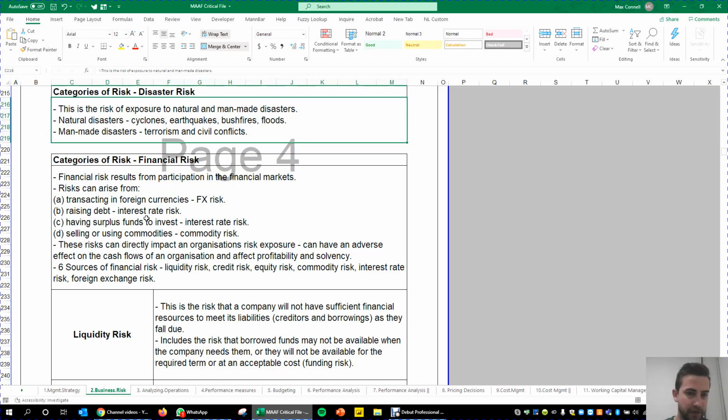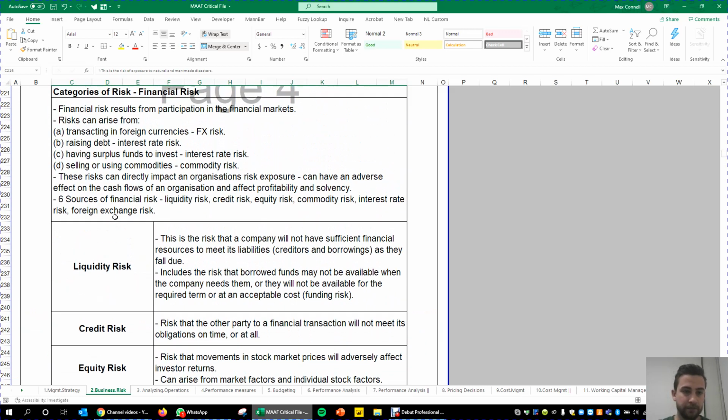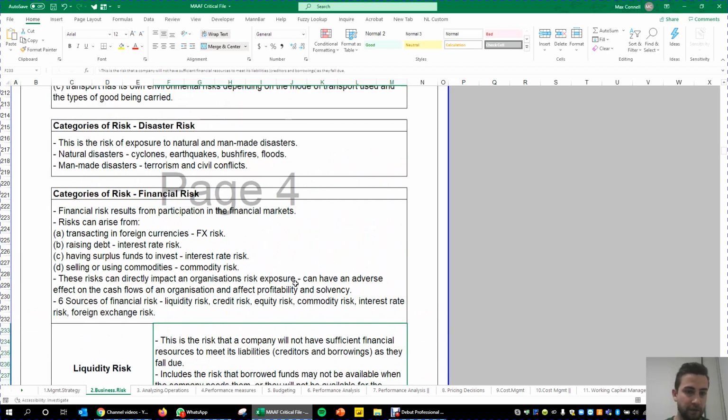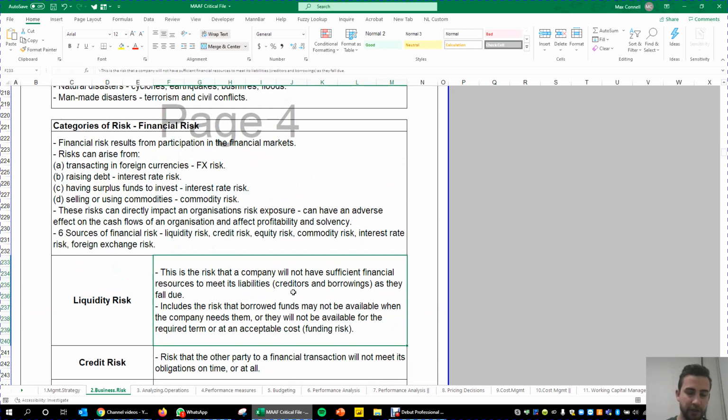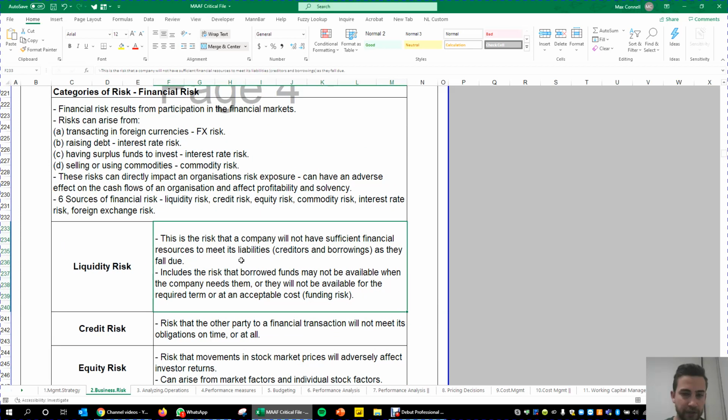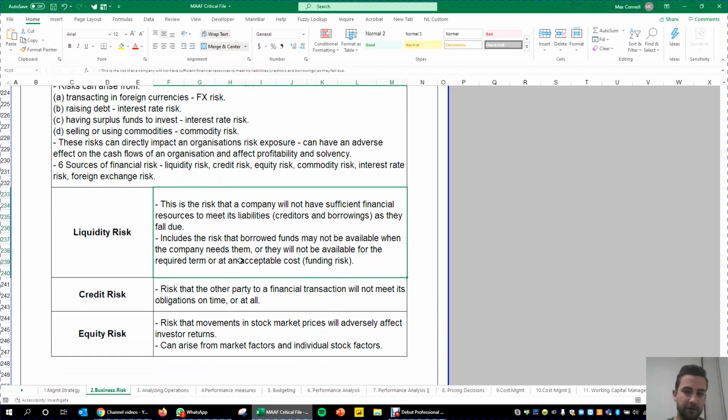Could be the interest rate risk from having too much money to invest and not taking advantage of attractive investment rates. Or it could be the commodity risk, so using or selling commodities, and just the fluctuation in price of those commodities. Now, within the financial risk category, there's also these sub-risks. So still within financial risk, we've got liquidity risk, which is basically the company might not have enough financial resources to meet its liabilities in the short term.